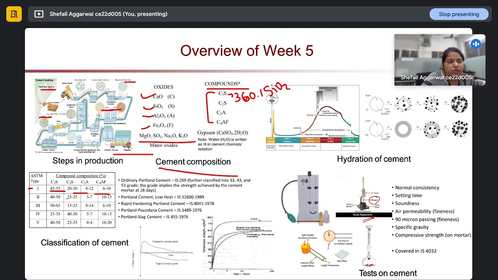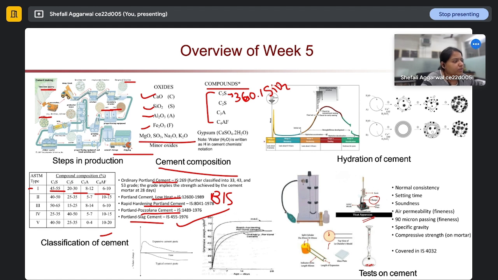In the same way, depending on the composition of the different compounds, we can define the type of cement which we are using. Other than this, we classify in another way, which is the BIS method. In this method of classification, we classify cement as ordinary Portland cement (OPC), Portland cement with low heat, rapid hardening cement, pozzolana cement, or slag cement. In these different types of cement, we will have different compositions of compounds present.